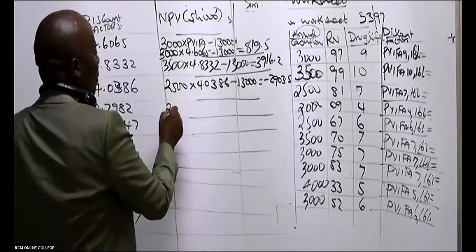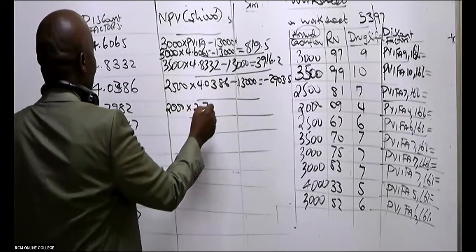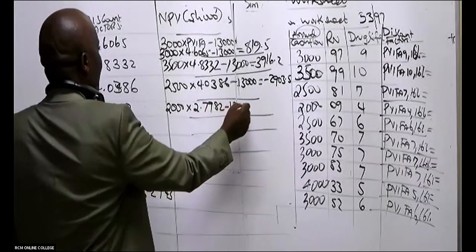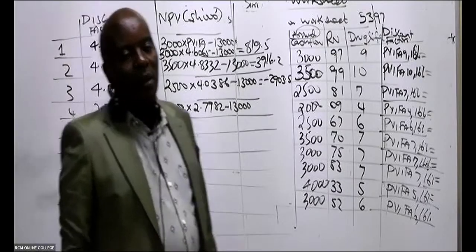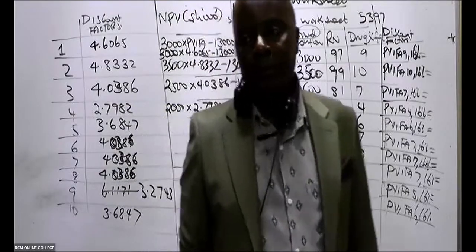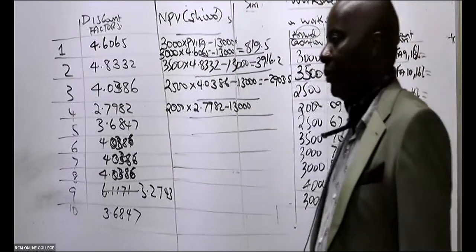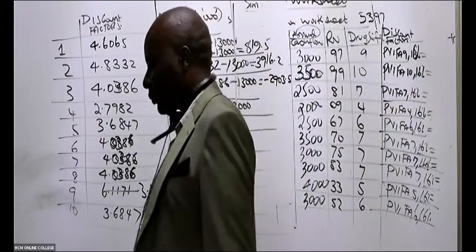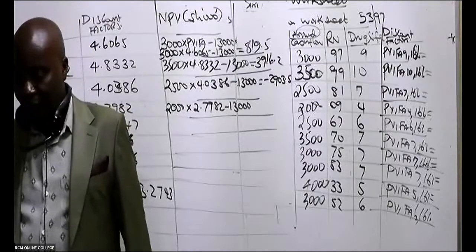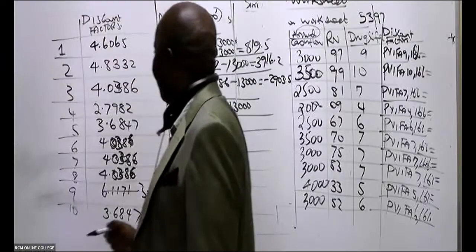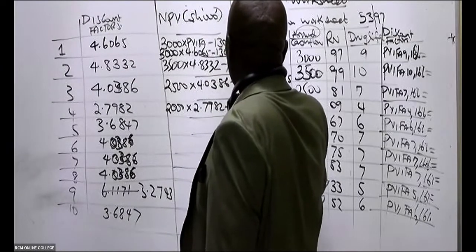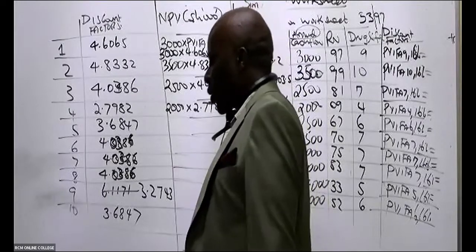The next one is a cash flow of 2,000 times 2.7982 minus that 13,000. According to Lincoln, we are getting negative 7403.6. Is that okay? So we go to number 5.